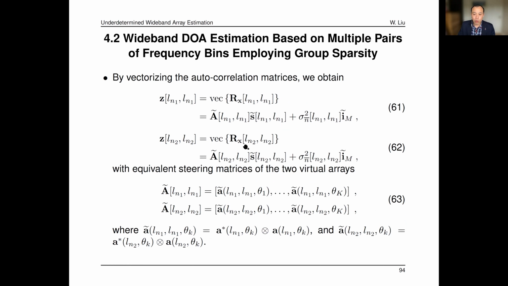Then we do the vectorization of the covariance matrix of this frequency bin L_n1, and you get this result. This is a standard one. So you got the array model for the first frequency, and for the second one you can also do this vectorization.